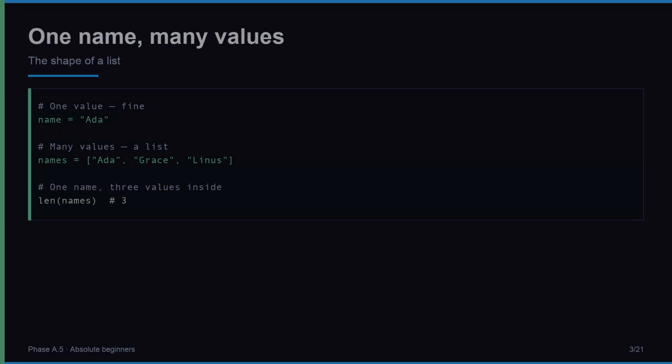From one to many, here is the shape of a list in code. Compare a single variable, name equals Ada, one string, one value. Now names equals square brackets Ada, Grace, Linus, three strings inside one pair of brackets. One name, many values. That is the whole idea. Square brackets tell Python, this is a list. The items inside are separated by commas. Len of names gives 3, the number of items inside. We will use this shape again and again. Square brackets make a list.